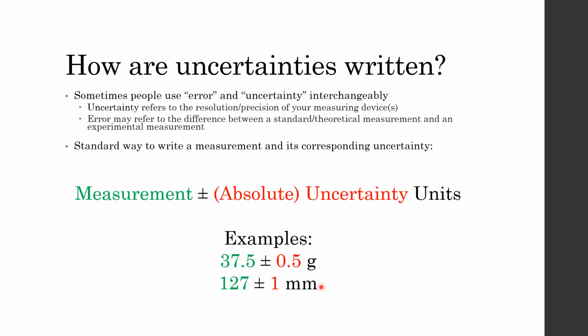There's one other thing that I wanted to mention before we move on, though, and that's that people use error and uncertainty interchangeably. There are slight differences in the nuance of meaning, but 9 times out of 10, it's totally fine to use error and uncertainty interchangeably. Uncertainty specifically refers to the resolution or precision of your measuring device, whereas error may refer to the difference between a standard or theoretical measurement, such as gravity being 9.81 meters per second squared, and an experimental measurement that you find from conducting in the lab that might be slightly different than that theoretical measurement.